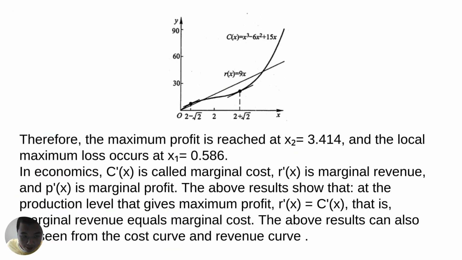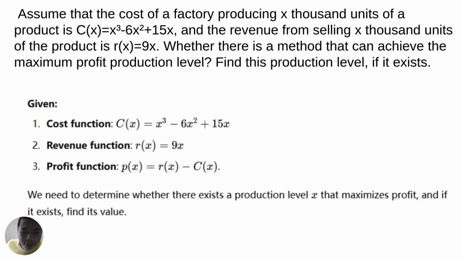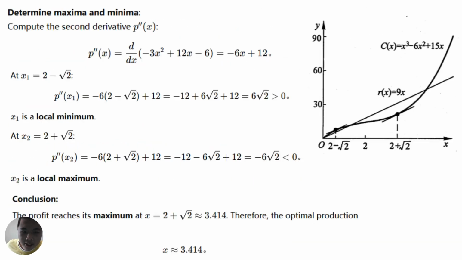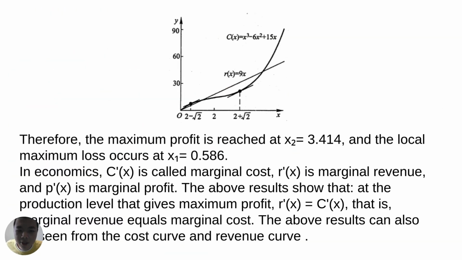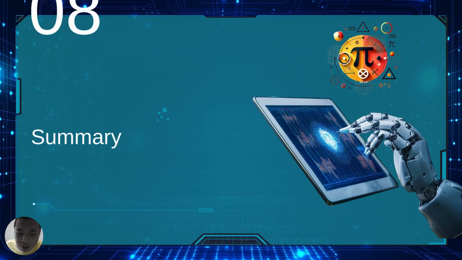From the curve, we can find the local maxima and the local minima. In economics, the derivative of C(x) is called marginal cost, the derivative of R(x) is marginal revenue, and the derivative of P(x) is marginal profit. These above results show that at the production level that gives maximum profit, the derivative of R(x) equals the derivative of C(x), that is, marginal revenue equals marginal cost. The above result can also be seen from the cost curve and the revenue curve.